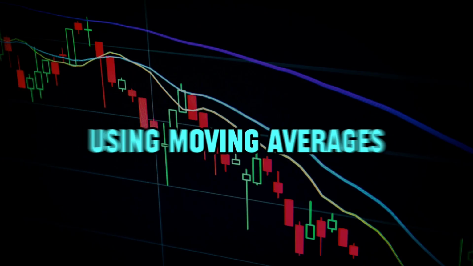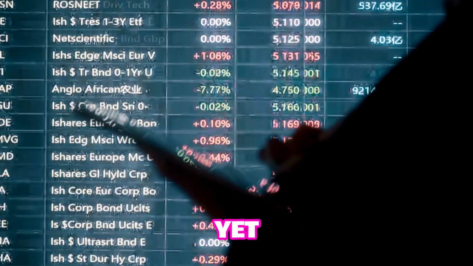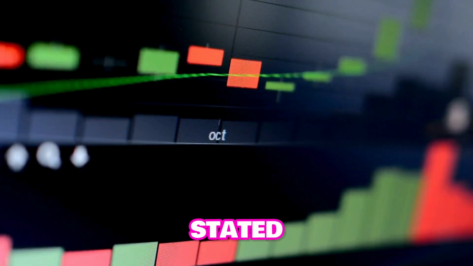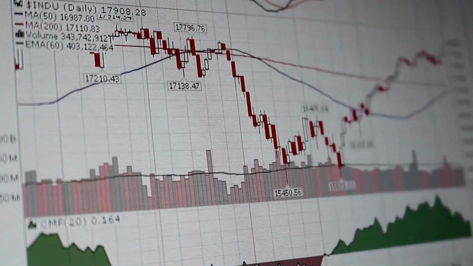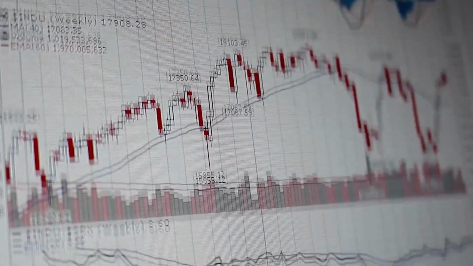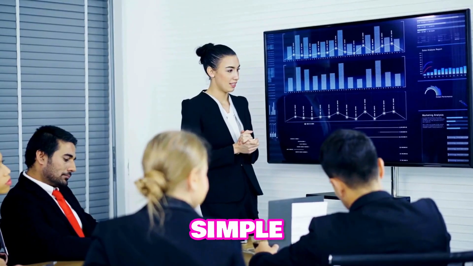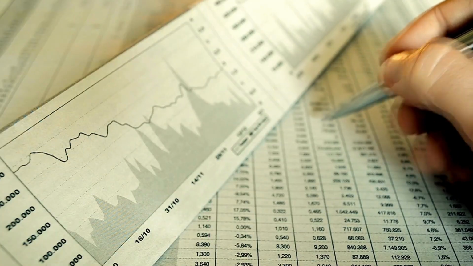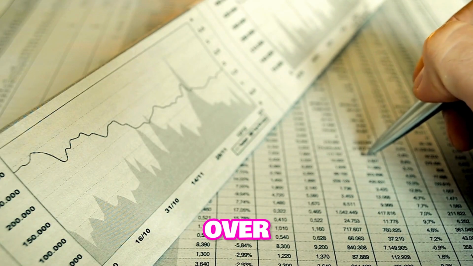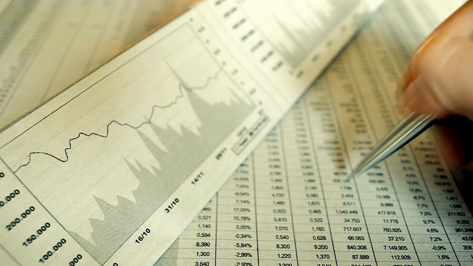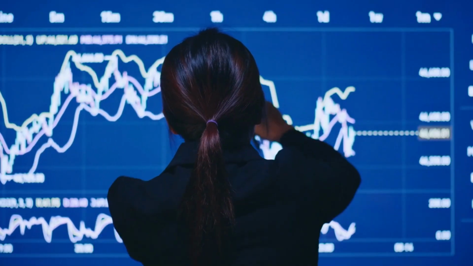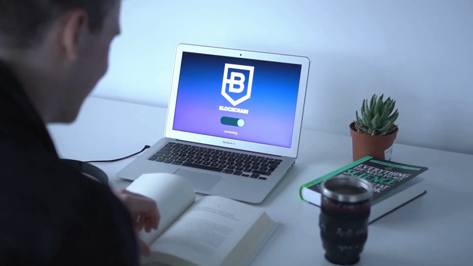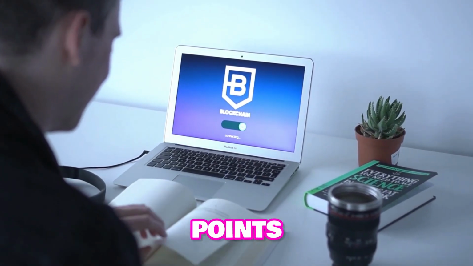Using moving averages. Moving averages are one of the simplest yet most effective tools in technical analysis. A moving average smooths out price data to create a single flowing line, making it easier to identify trends. There are two main types of moving averages: simple moving averages, SMA, and exponential moving averages, EMA. SMAs calculate the average price over a specific period, while EMAs give more weight to recent prices, making them more responsive to new information. Traders use moving averages to identify the direction of the trend and potential reversal points.